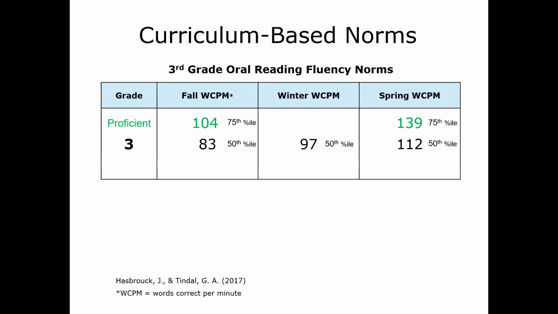Take a look at the proficient readers coming in the fall of 3rd grade. The 75th percentile is about 104. Struggling is about 59. Look at the end of the year. Those struggling readers aren't even where their peers were at the start of the year.